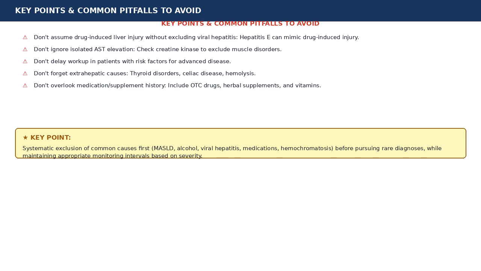The key point is to systematically exclude common causes first, including MASLD, alcohol, viral hepatitis, medications, and hemochromatosis, before pursuing rare diagnoses, while maintaining appropriate monitoring intervals based on severity.